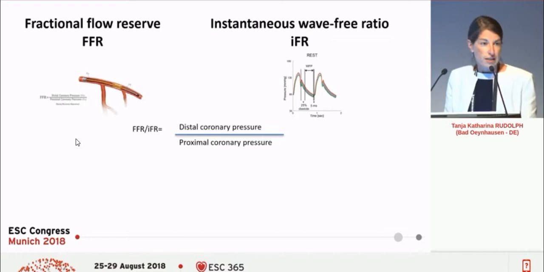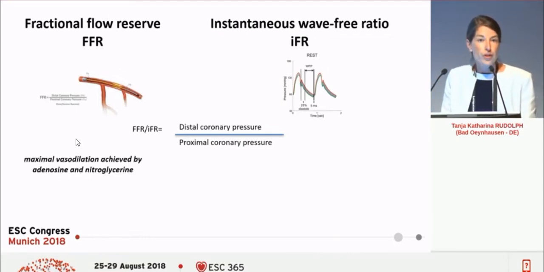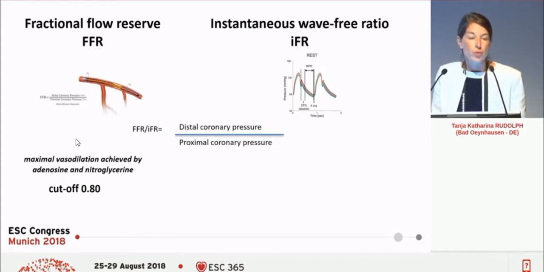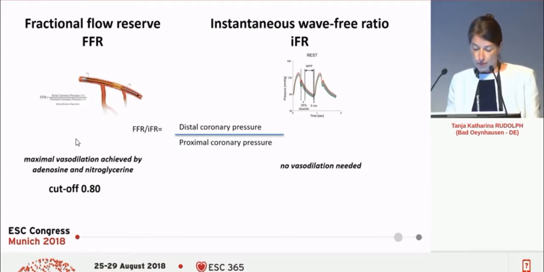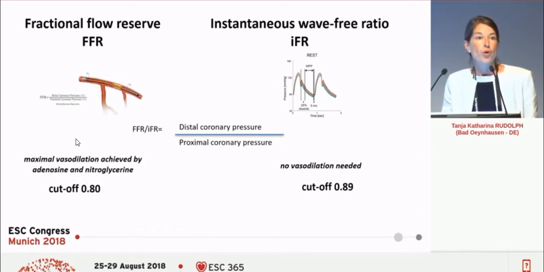The difference mainly is that during the FFR measurement, we measure the pressure over the whole cardiac cycle, whereas with the iFR, we are only measuring the pressure in the wave-free period, which is a defined period during diastole. Other differences are, and I think you all know that, for the FFR we need maximal vasodilation of the vessels in the coronary bed. So we need adenosine and we need nitroglycerin. And the cutoff value is 0.8 for FFR. For the iFR, we do not need vasodilation because we measure at the special time frame in diastole, and the cutoff value is 0.89.